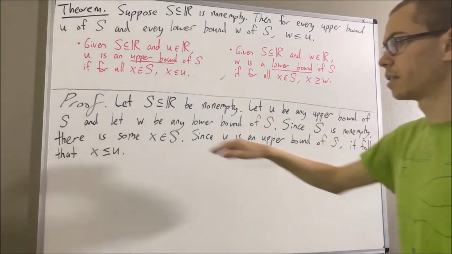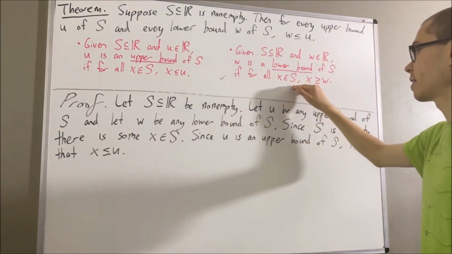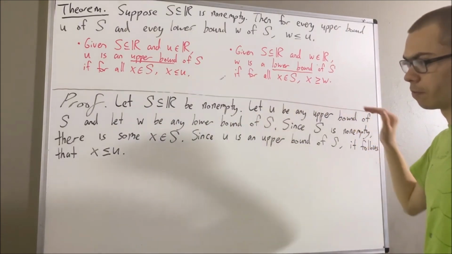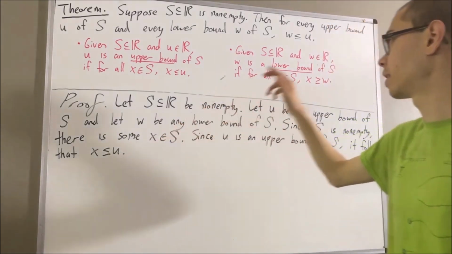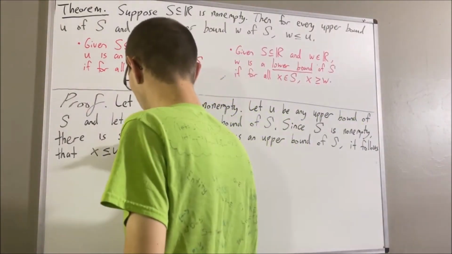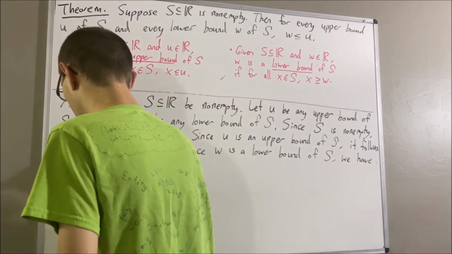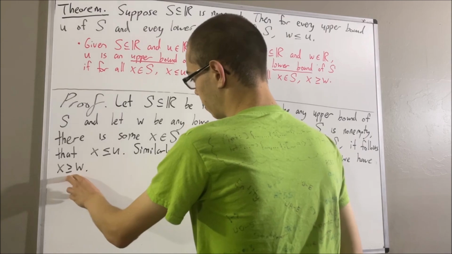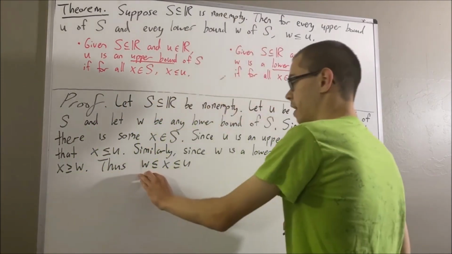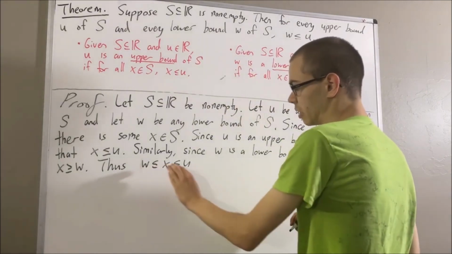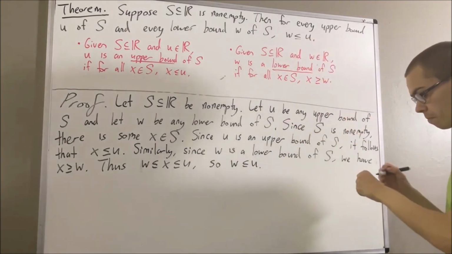And similarly, since W is a lower bound of S, we know that means for every element X in S, X is greater than or equal to W. Well, if we take the X here and replace it with the X in our proof, we get that X is greater than or equal to W. So we see that W is less than or equal to X, which is less than or equal to U. And this tells us that W must be less than or equal to U. And that is exactly what we wanted to show.